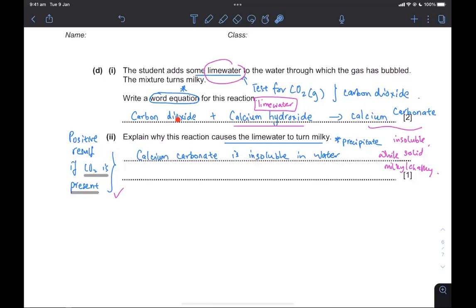Why? Because carbon dioxide is present. It reacts with lime water. You get this insoluble product. Why does it cause it to turn milky? Because carbon dioxide is present. That's why you get this insoluble product which does not dissolve in water. The white, the milky, the chalky solid, the result, the positive result when carbon dioxide is present.